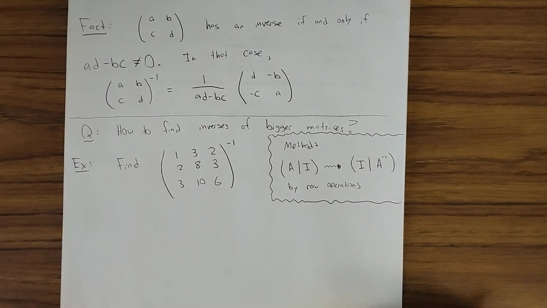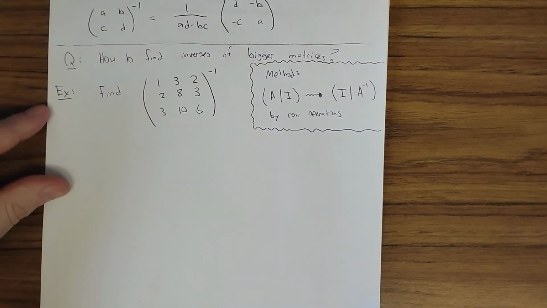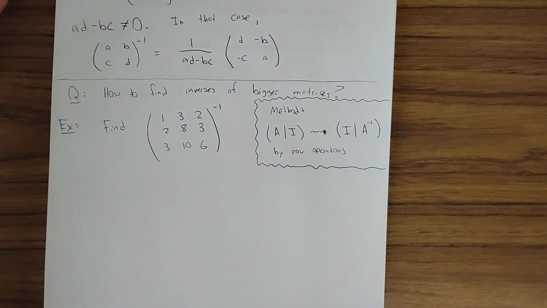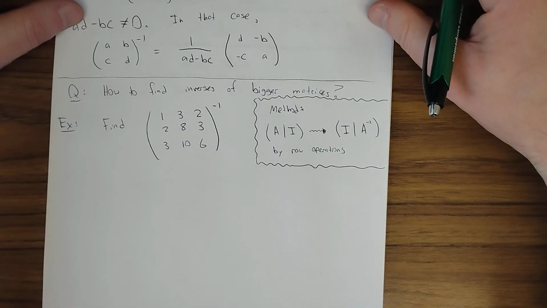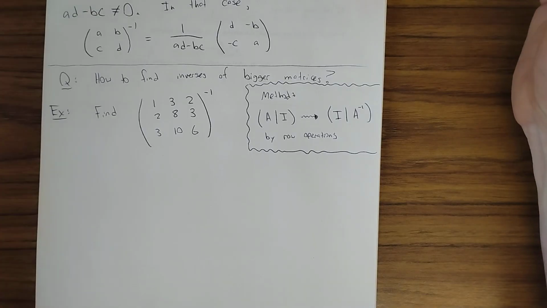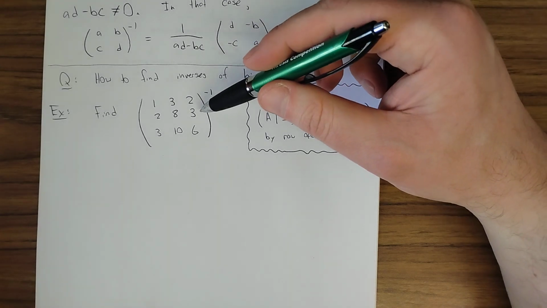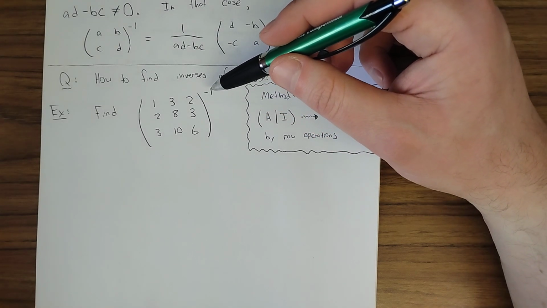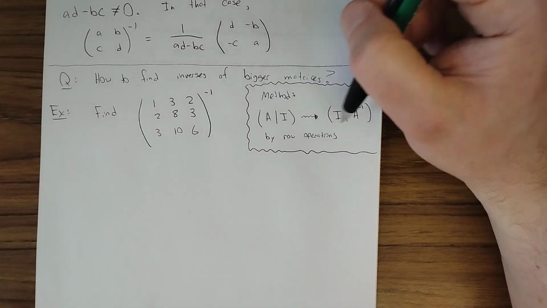Anyway, how do I find the inverse of a bigger matrix? I just told you how to do a 2 by 2. So what if you want to do a 3 by 3? There is a method. In the book we're using, it's called the Gauss-Jordan method. So here's a 3 by 3 matrix, and we're going to try to find its inverse. And I say try because inverses don't always exist. So here's a quick summary of the method.